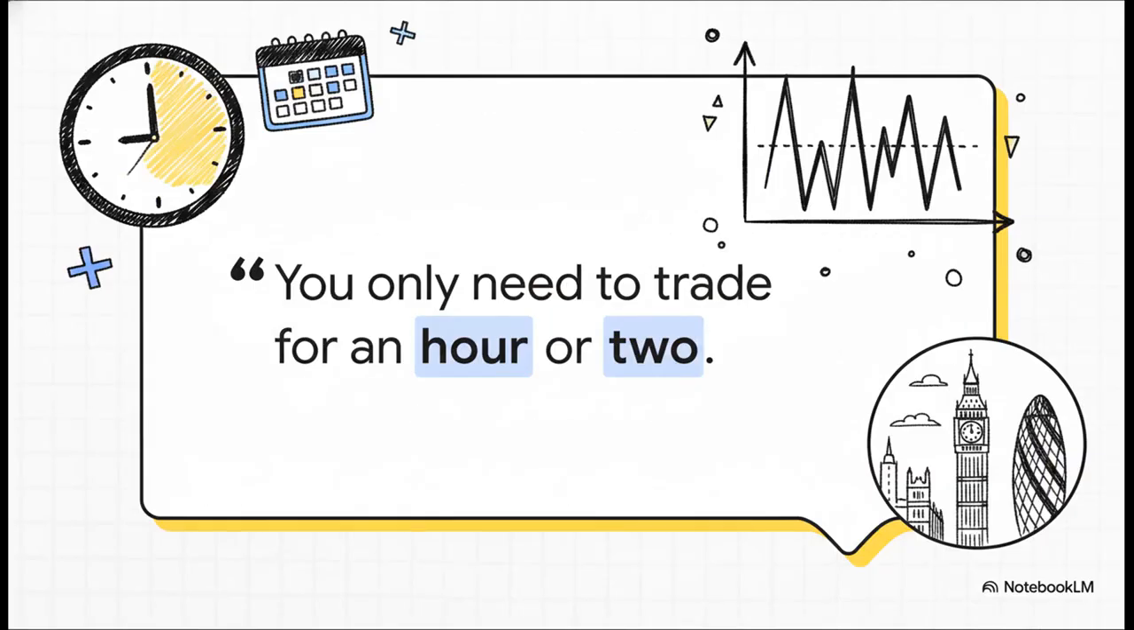And this right here, this is the biggest advantage. Instead of being chained to your desk all day long, you can focus all your efforts on a very specific high-volume window, like the first couple hours of the London Open. This is when institutional algorithms are most active, and they often create repeatable patterns you can capitalize on. It respects your time and, most importantly, your focus.